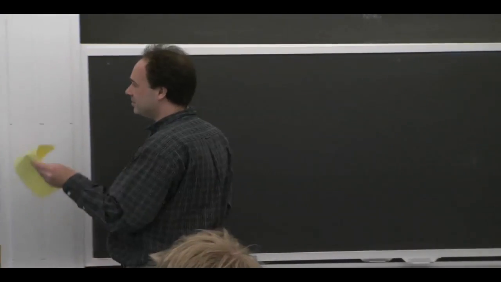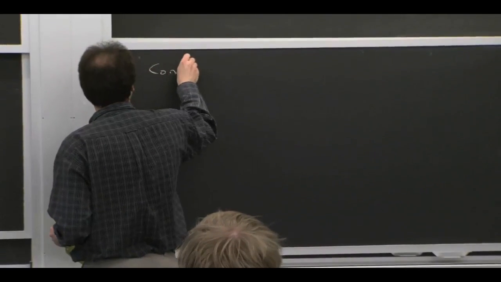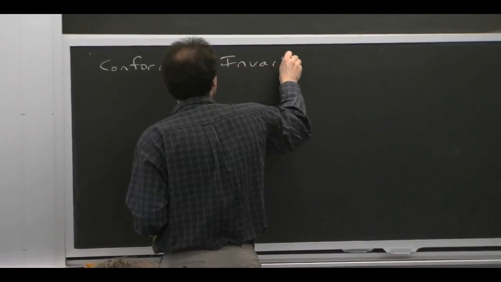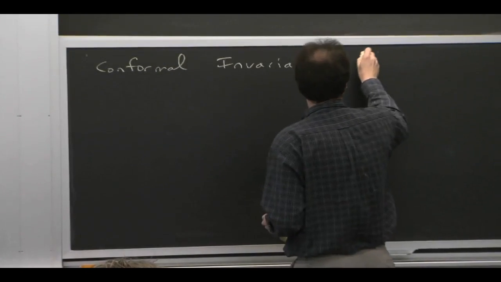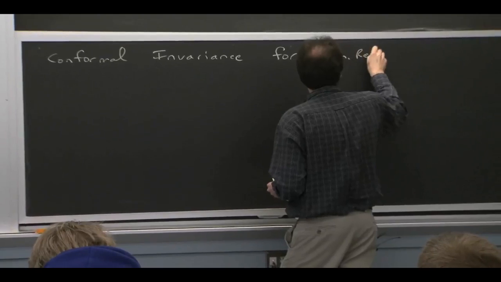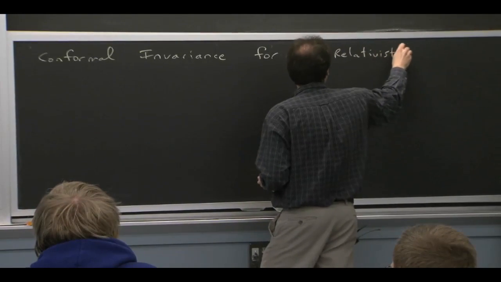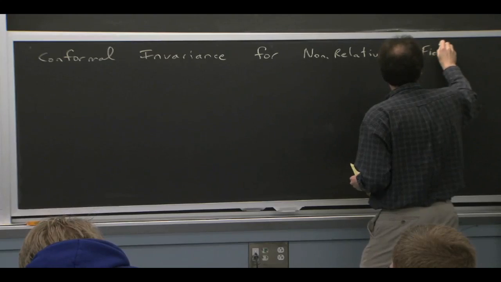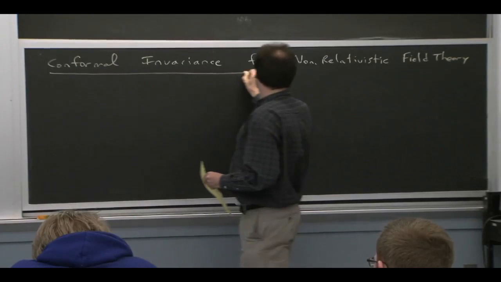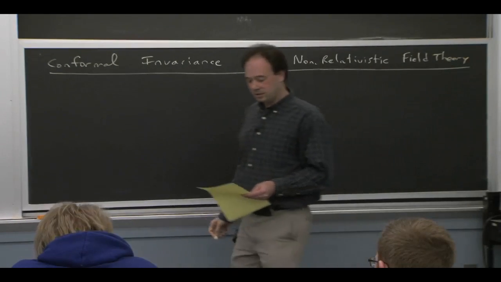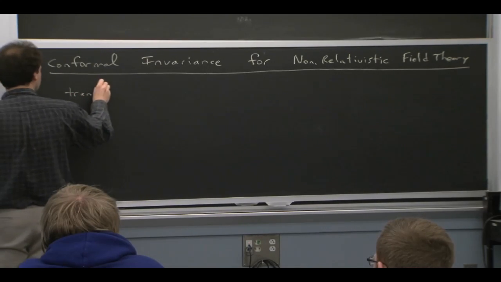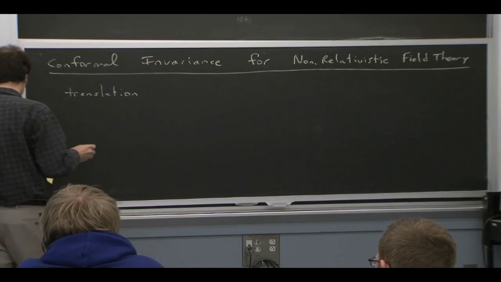OK, so let's talk about some of the symmetries of this theory, which are kind of interesting. The first one is that this theory actually has a non-relativistic conformal invariance. So what is a non-relativistic conformal invariance? This is an extension of the Galilean group rather than the Poincaré group.